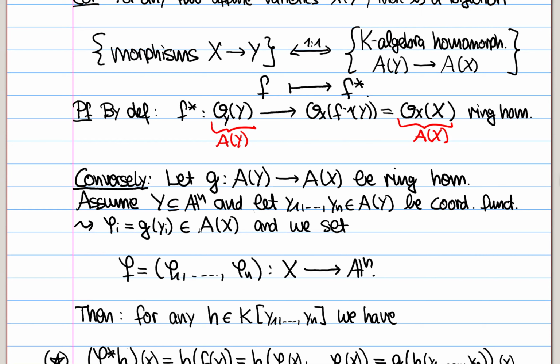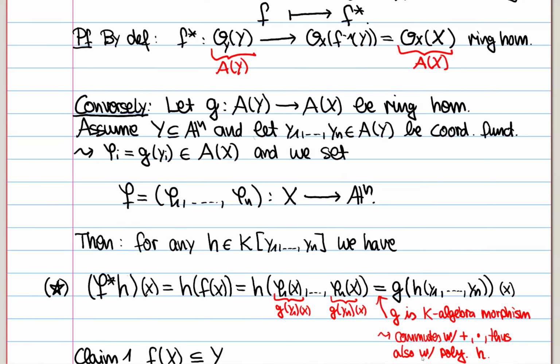Because as we saw, pulling back the coordinate functions exactly gives us the coordinates describing F. So indeed, what we can do is plug the coordinate functions into this K-algebra homomorphism G, and we get some elements of A of X. Then we set F to be the map from X, a priori to A^n, given by these regular functions. What we need to show now is that, first of all, this is a morphism and it lands in Y. And then we have a chance to prove that this is the inverse to this map.